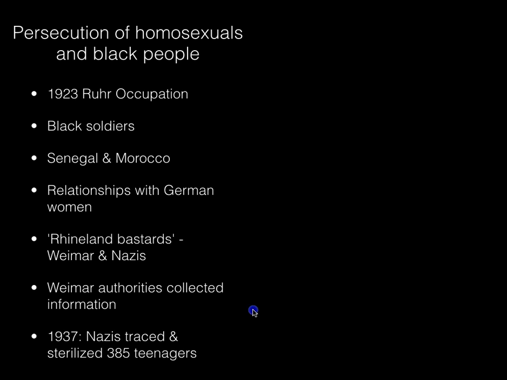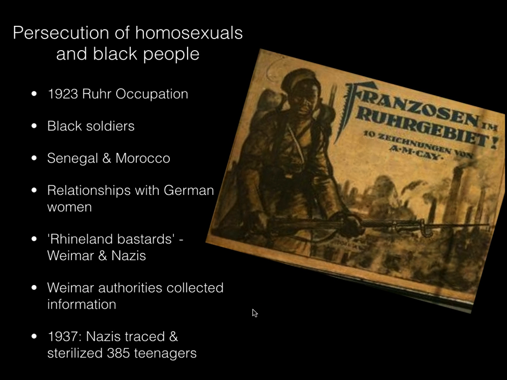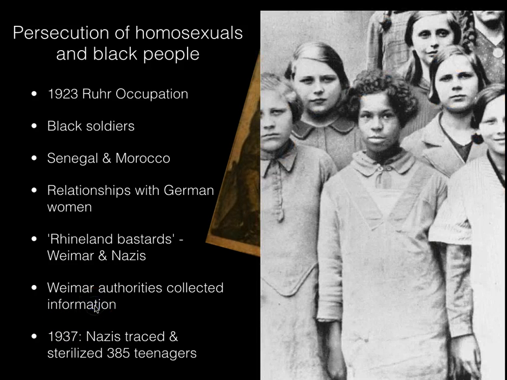If you remember, back in 1923, the Ruhr had been occupied by French and Belgian troops after Germany hadn't paid reparations. Well, some of these were black soldiers from the French colonies of Senegal and Morocco. Here you can see a German poster at the time, with a racial caricature of a Senegalese or a Moroccan French soldier. And some of those soldiers had relationships with German women in the Ruhr. These children were dubbed, not very nicely, the Rhineland bastards, both during the Weimar and the Nazi period. The Weimar authorities also collected information on these children, and in 1937 the Nazis used this information to trace and to sterilise 385 teenagers, again for these twisted racial ideals of keeping German stock pure.